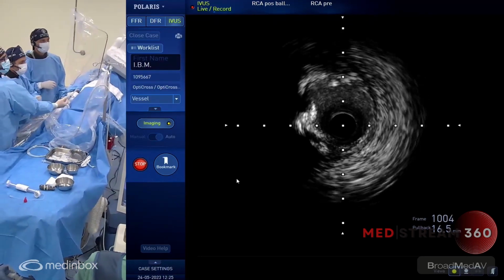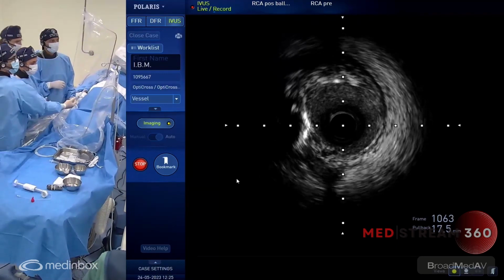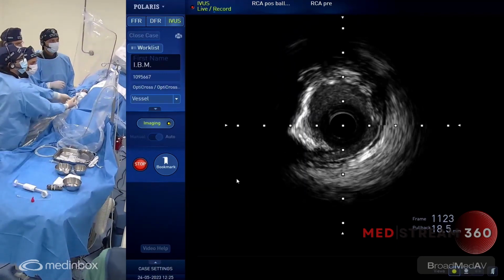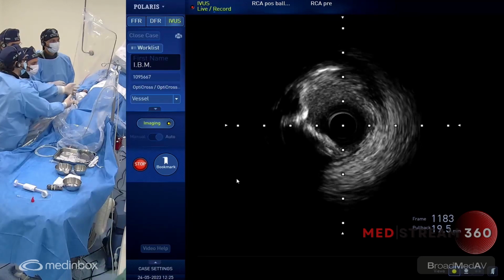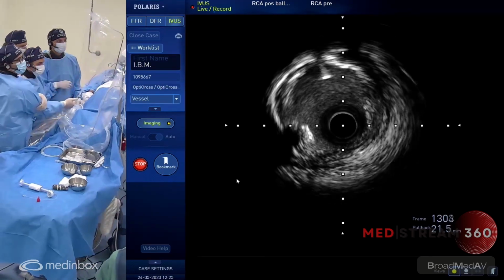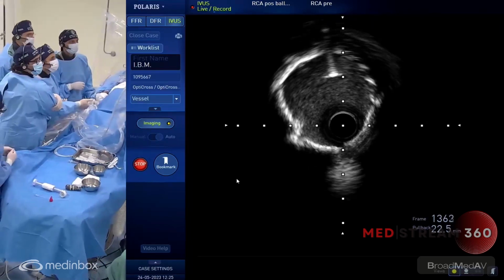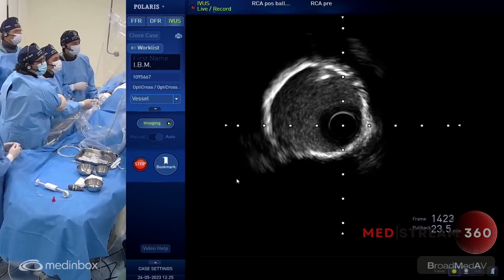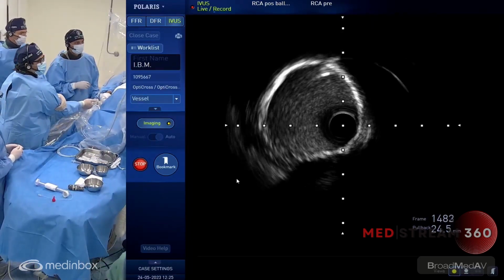So that's where we start to see the lesion. We start to see some dissections here between 6 and 7. And here, as you have about 180 degrees of calcium, that's exactly where the rupture is between the soft and the hard tissue. We just passed that spot.